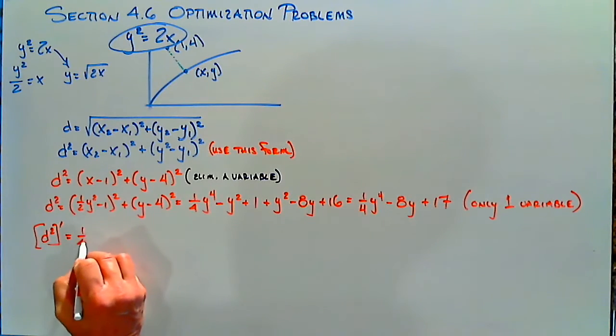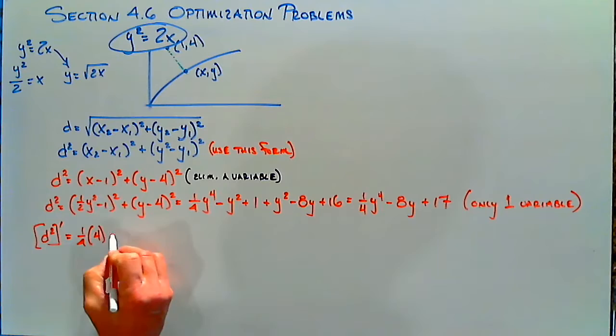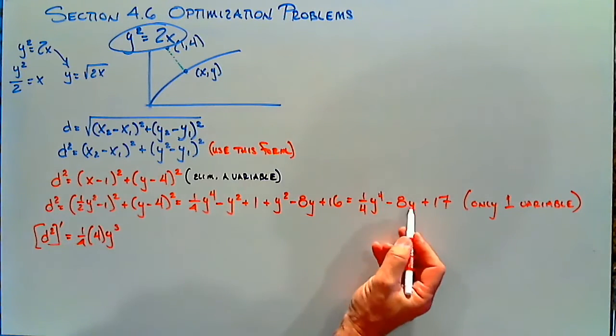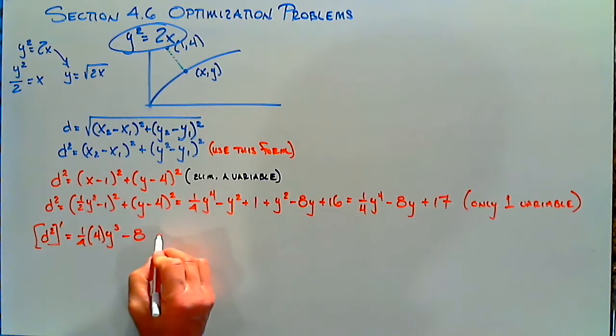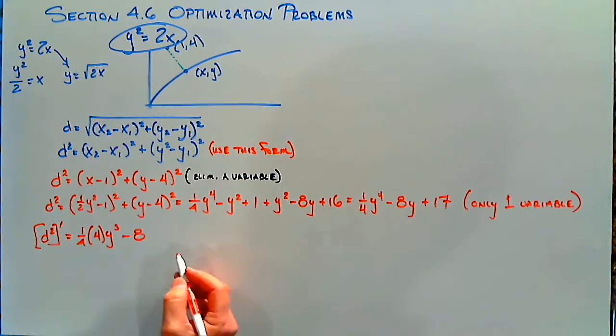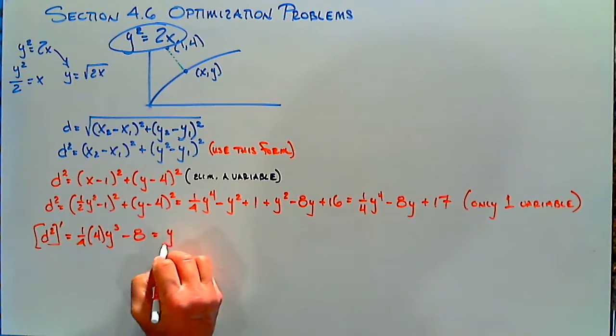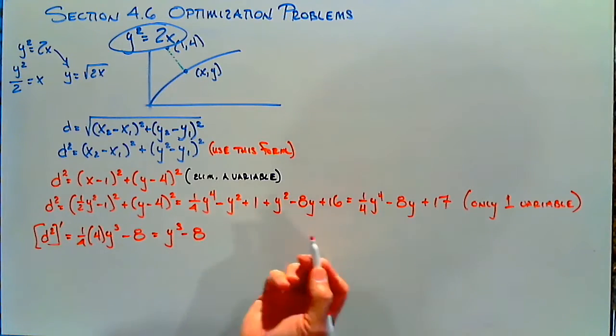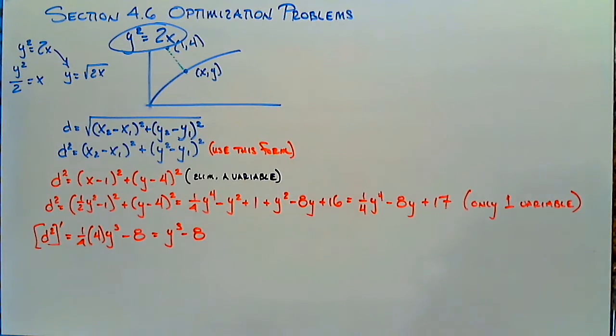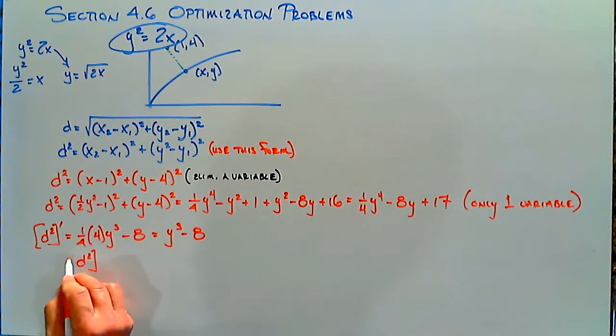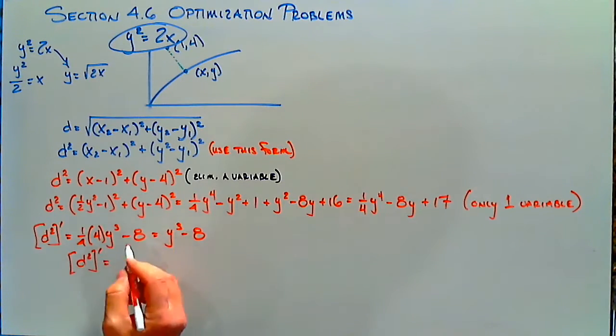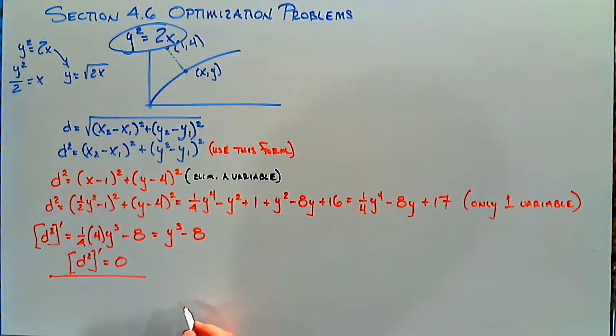So we're going to have 1/4. We're going to bring down the 4, right? We're going to have y cubed. We're going to have minus 8. The derivative of 17 is 0. And so what do we end up with? We end up with y cubed minus 8. Now, we know where we're going to go from here. We're going to set the derivative equal to 0, right? This is the derivative we're finding, the derivative of d squared. We're going to set that equal to 0. That's going to give us y cubed minus 8 equals 0, or y equals, in this case, 2.